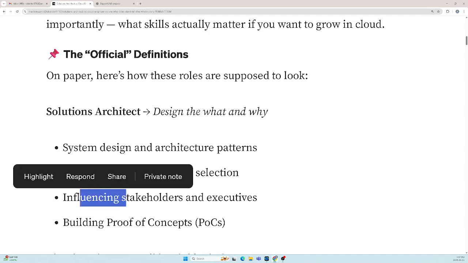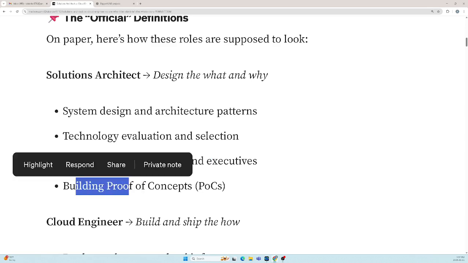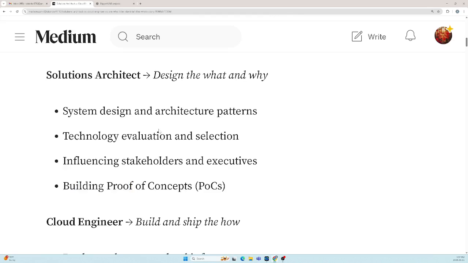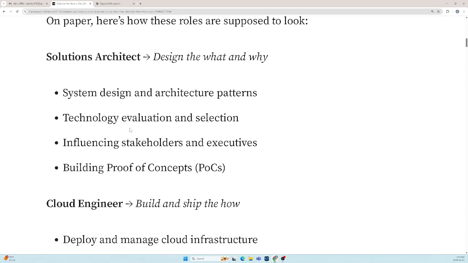Then the job is influencing stakeholders and executives. They need to explain to management why they are going with this pattern, why it fits the organization, and what the benefit is. Then, if the stakeholders and executives approve, they build a POC. This is overall what the documentation says the solution architect does.